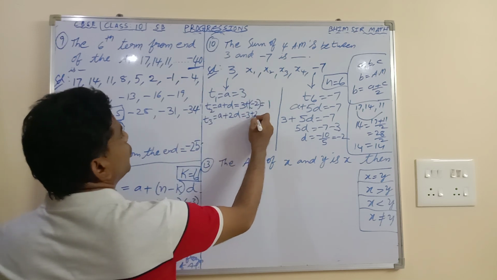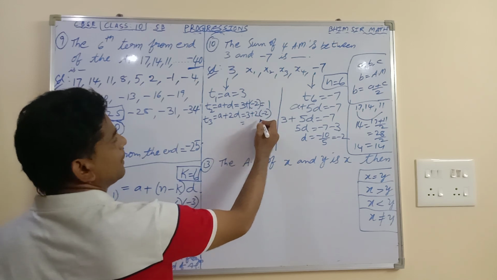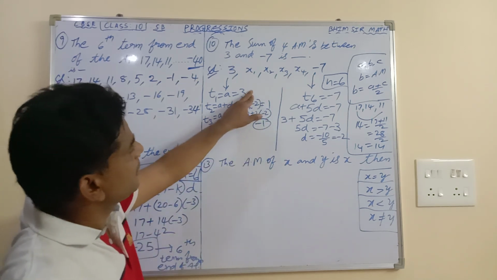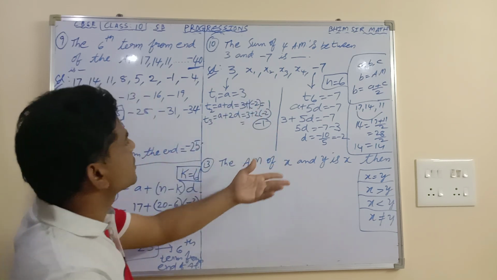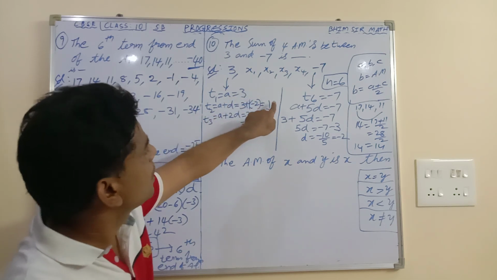Three plus 2 into minus 2 is equal to minus 4 plus 3, which is minus 1. So the sequence is 3, 1, minus 1. You will expect the next steps. Minus 1, after that comes minus 3.